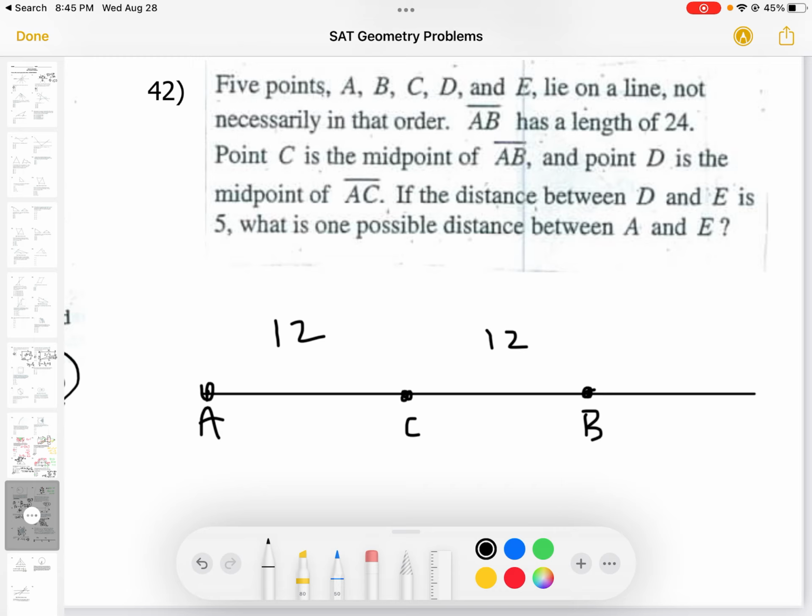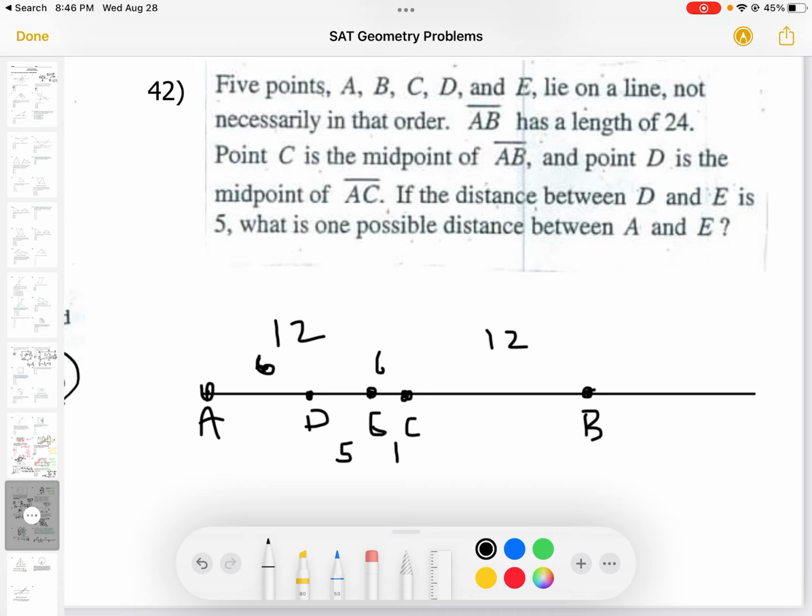And then point D is the midpoint of AC. So we have this right here. So this is 6, this is 6, and then that's 6. And if the distance between D and E is 5, what is one possible distance between A and E? Okay, so I'm just going to say E is here, right? The distance between D and E is 5.